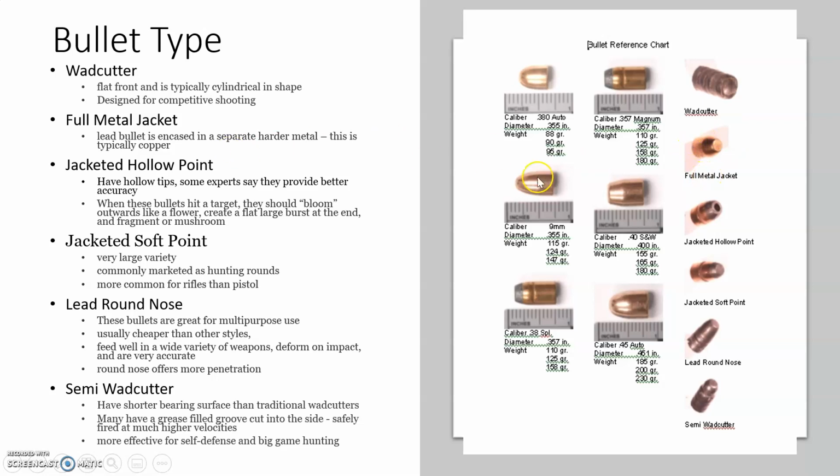And then we move on to the jacketed hollow points. So, big things about hollow points. Some experts say that they provide more accuracy, but if you look, it actually has a hollow point, hence where it gets its name. Jacketed hollow points are designed to collapse when they hit their target. The reason a lot of people tend to use them is because they have a tendency to not create through-and-throughs, meaning that the bullet doesn't go in the body and out the other side.